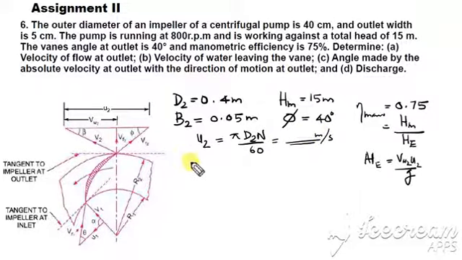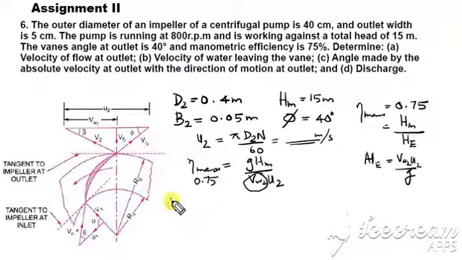So U2 is equal to so much meter per second. Once you get U2, you start from eta mano is equal to HM by HE, substitute for HE, so it will be g HM divided by VW2 U2, and HM is known, 15 meters, U2 we just found out, and the manometric efficiency is 0.75, and from this definitely you can get VW2.